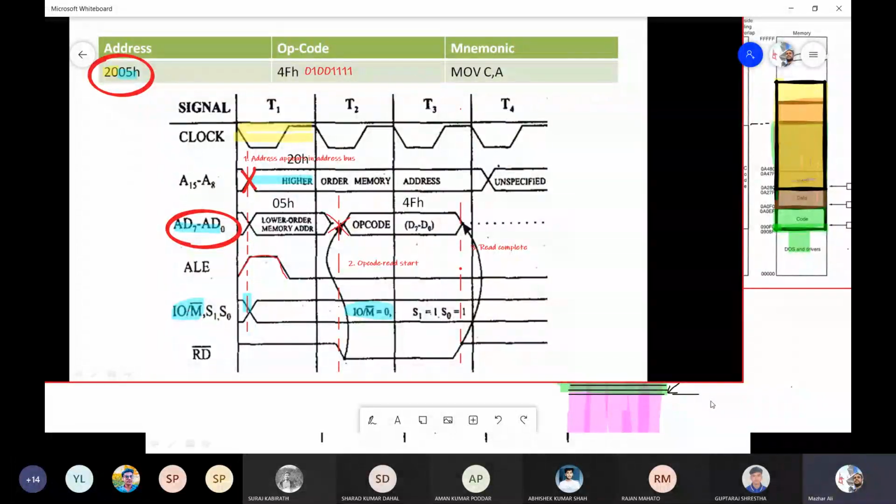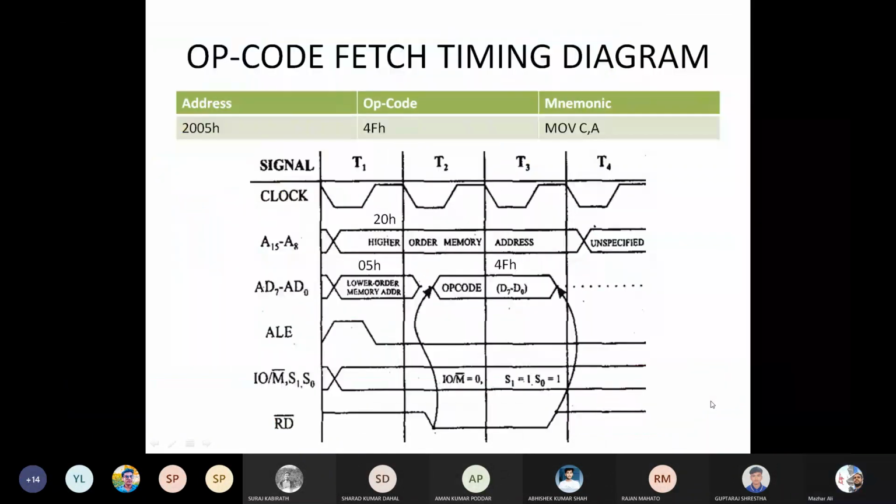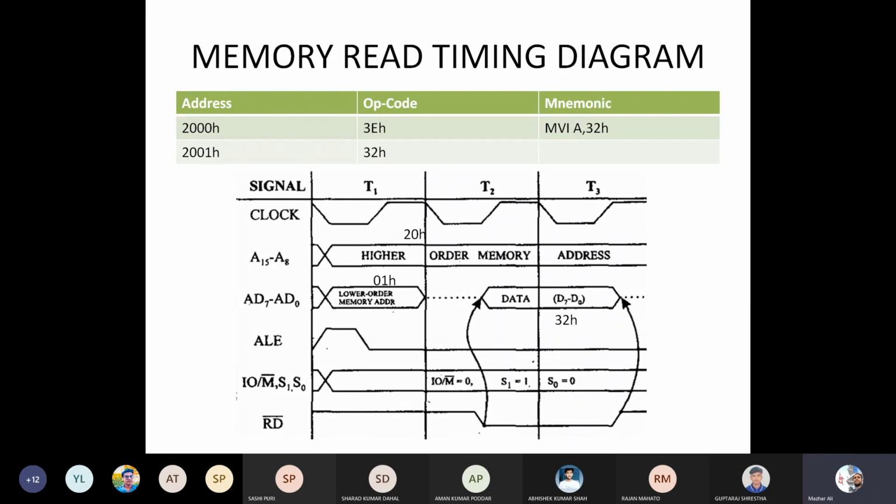Okay, understood? Understood. So this is about opcode fetch. This is just the first part of an instruction. You have just fetched the instruction from the memory to the instruction register. Okay, and you have done nothing about it yet. Okay, now let us move forward. Now memory read timing diagram.